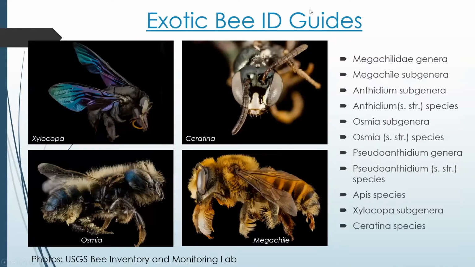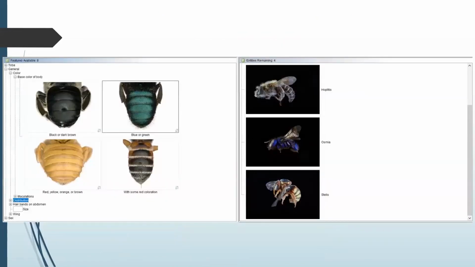But we've created guides to a good number of these groups that we've talked about in the Megachilidae and the Apidae, the ones that 90% of the invasive or introduced species come from. We've got guides to the subgenera and if needed species. Most of these, just identifying it to the subgenus, you can say whether or not it's native to the US. And so this is an example of what these guides look like.